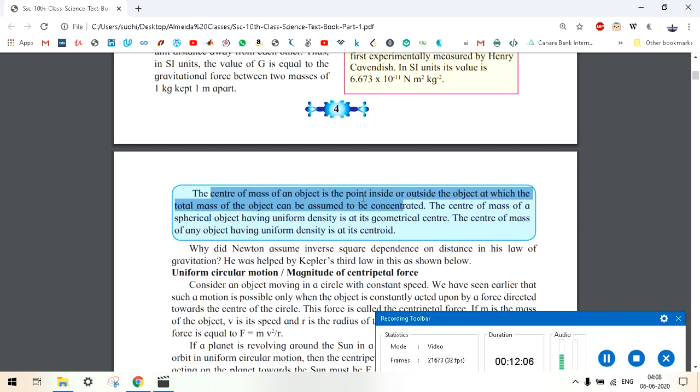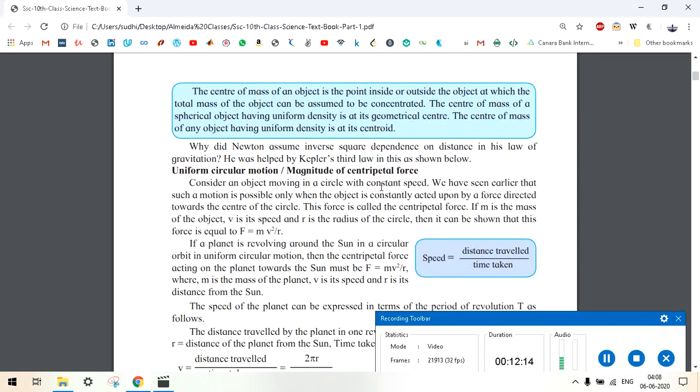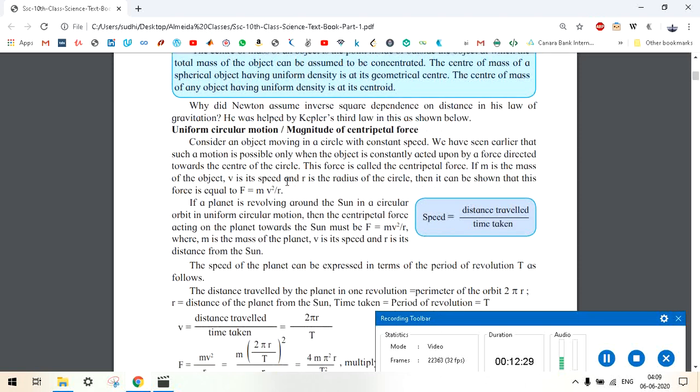So it will have uniform density, and the center of mass of any object having uniform density is at its centroid. So why did Newton assume inverse square law dependence on distance in his law of gravitation? He was helped by Kepler's third law. Now it will explain how Kepler's third law helped Newton to formulate this equation for gravitation force.